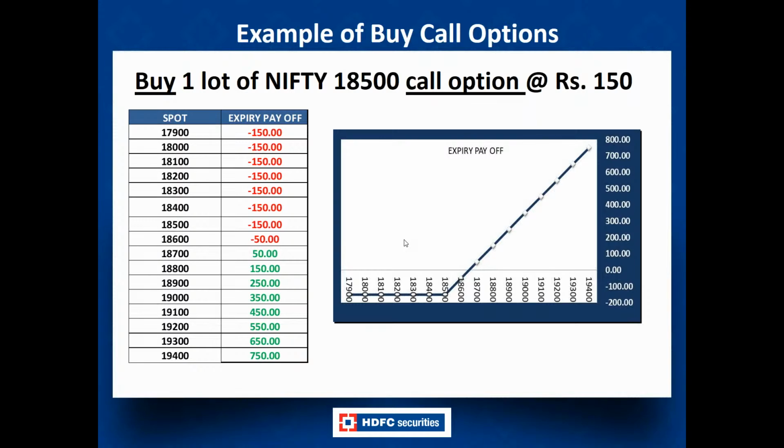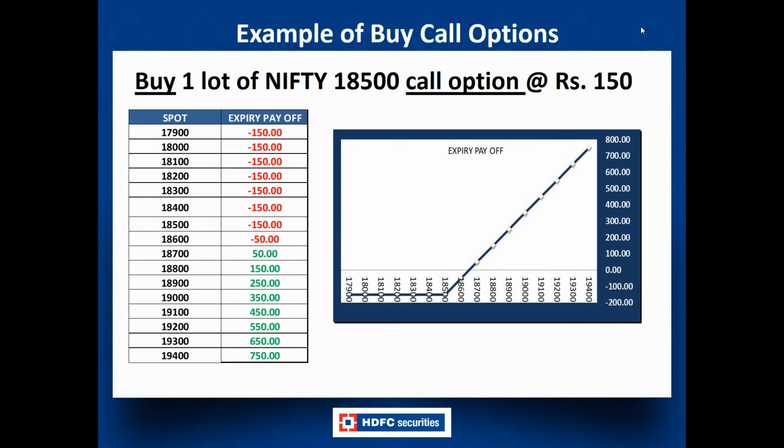Here 18,500 is known as the strike price. There are various strike prices available in the exchanges. Based upon that, I will choose how comfortable I am in the view that I have. If I have a view that Nifty will go above 18,200, then I will choose 18,200. So depending upon the view you have, you can choose the strike price. For example, I have just chosen the 18,500 call option, which I bought at 150 rupees.